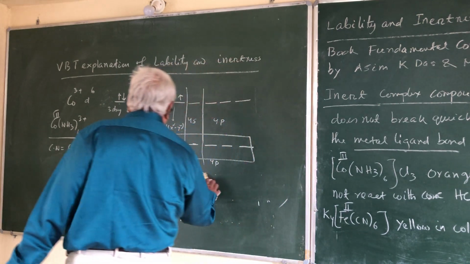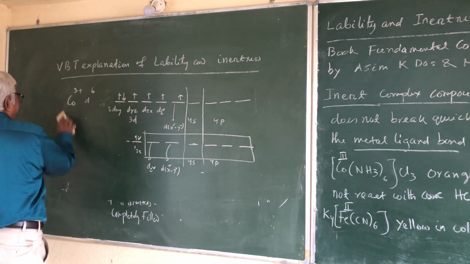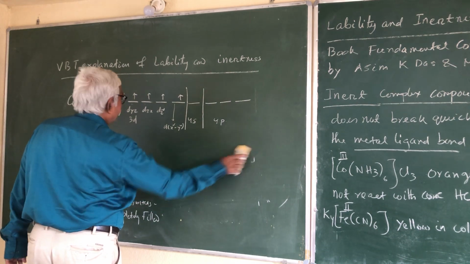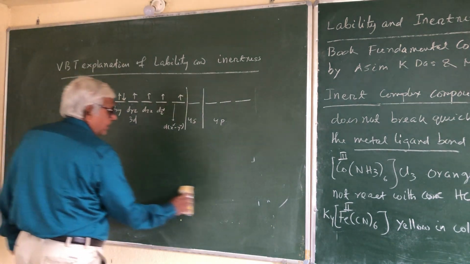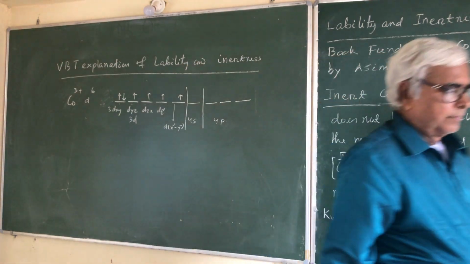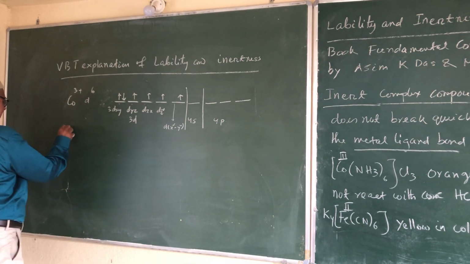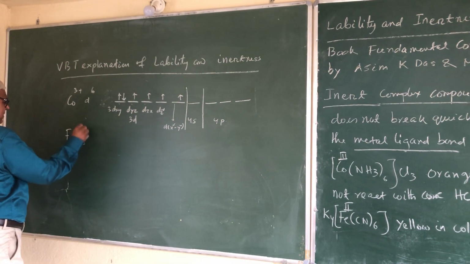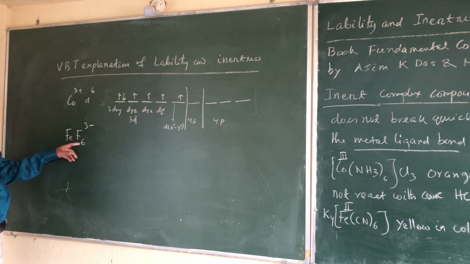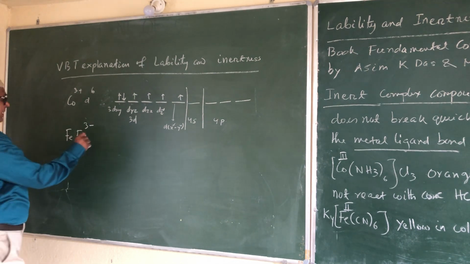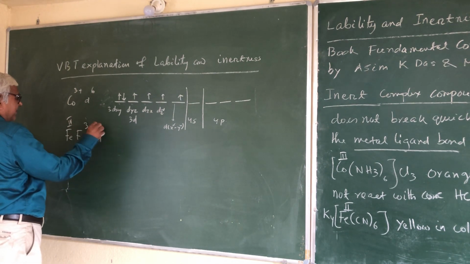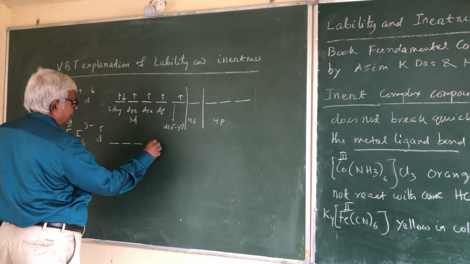If we consider FeF6 3 minus, this is hexafluoroferrate(III). So this is an outer d orbital complex. How to say this is an outer d orbital complex? Iron(III) means d5. So 1, 2, 3, 4, 5.